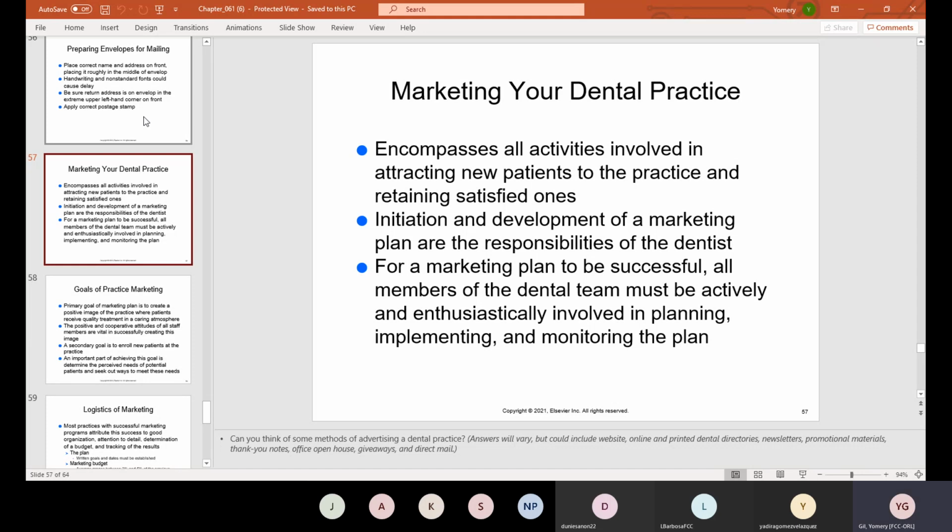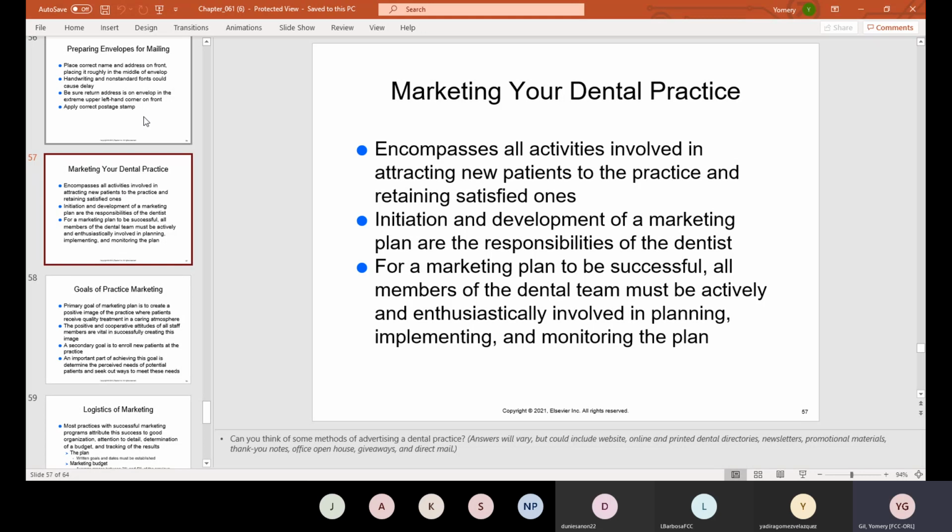Marketing your dental practice encompasses all activities involved in attracting new patients to the practice and retaining satisfied ones. Initiation and development of a marketing plan are the responsibilities of the dentist. For a marketing plan to be successful, all members of the dental team must be actively and enthusiastically involved in planning, implementing, and monitoring the plan.